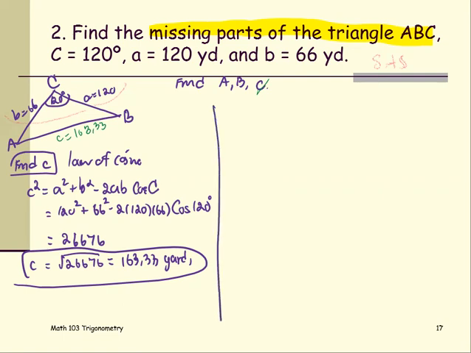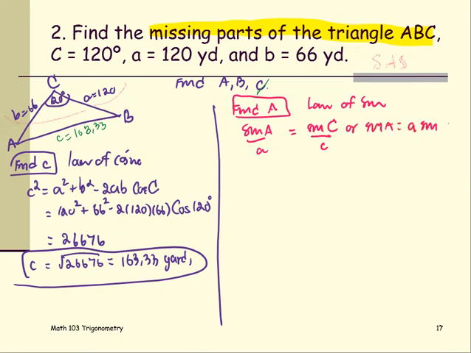So if we look for angle A, put the note here. We're gonna find angle A, and this time we're gonna use the law of sine. Sine A over the side A, which is known, equals the pair that we know right now, which is angle C and the side C. So sine C over C, or sine A equals A multiplied by sine C over the side C. So we get sine A equals 120 multiplied by sine of 120 degrees, all divided by C, which is 163.33. And that turns out to be 0.6362785 and so forth.